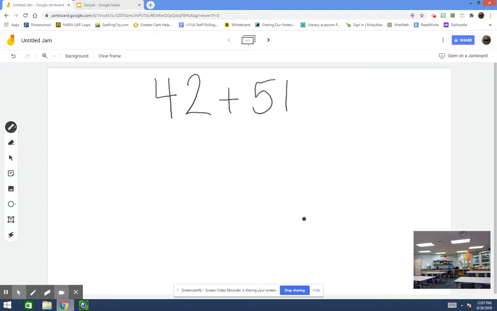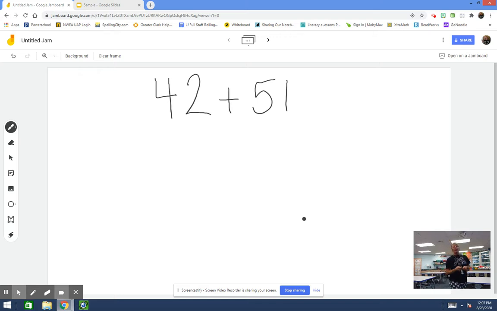Okay, boys and girls, for math this week, we are going to start addition with and without regrouping. We've already been doing some addition without regrouping, but we're going to review that today. And then tomorrow we'll get into addition with regrouping. The first thing I want to talk about is this problem I have on the board here, 42 plus 51.